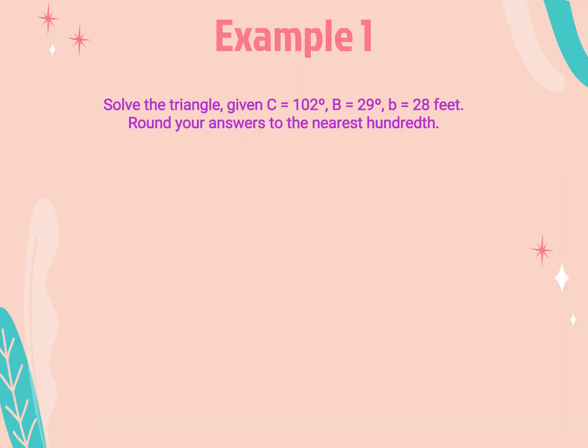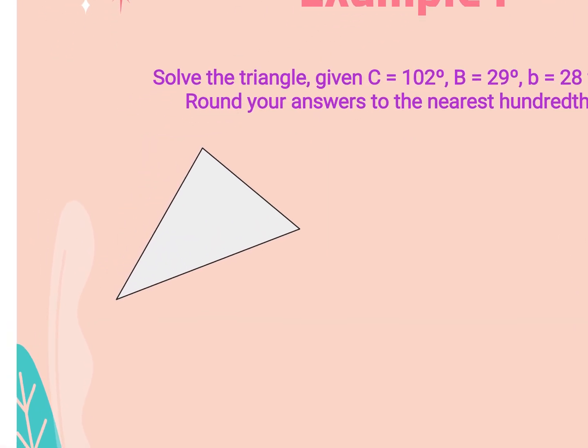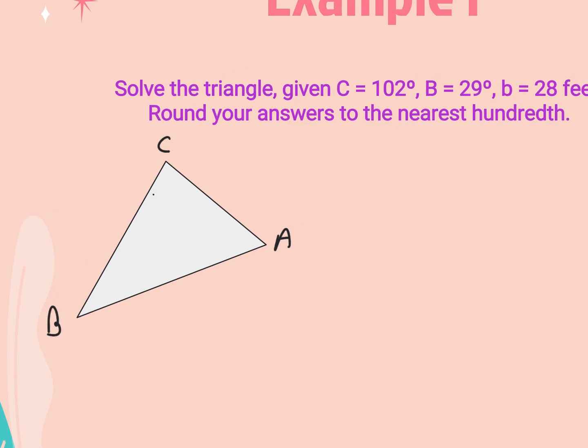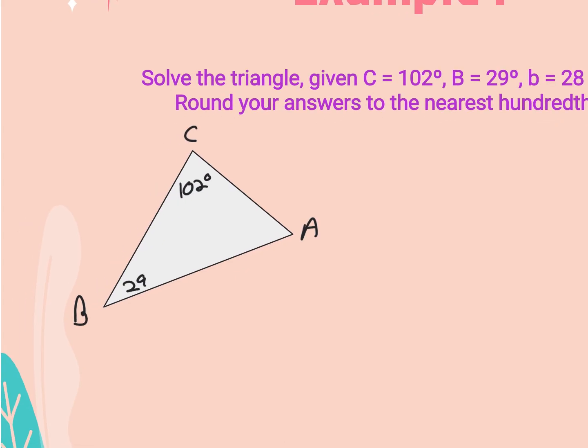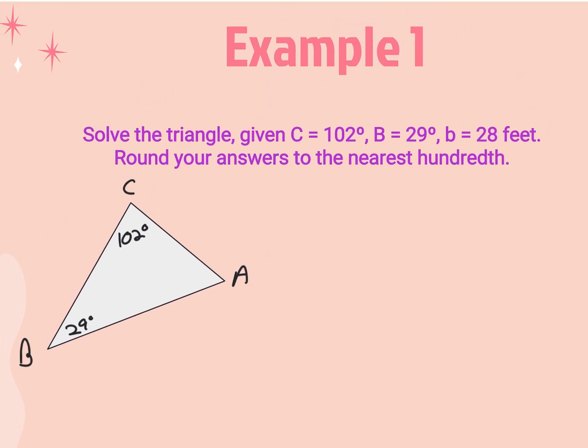Okay. So in most of these problems, we're not going to give you the shape, so you're going to have to draw it yourself. Let's start there. Let's draw this triangle. All right, so let's say this is our triangle. I'm going to say this is A, B, and C. We're given C is 102 degrees. B is 29 degrees. And then we're given side B is 28 feet. Where would that go? Yeah, good, right? So B equals 28 feet.